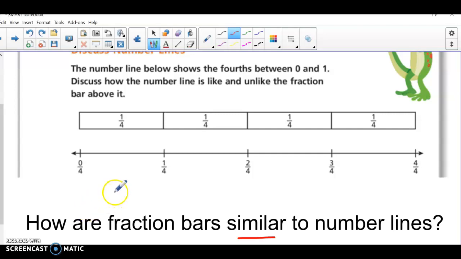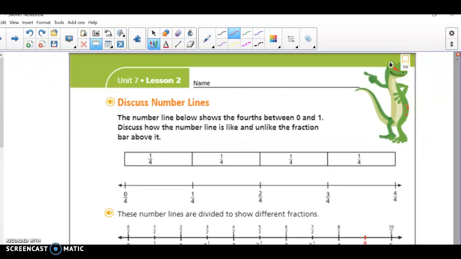Okay, so what you probably noticed is that with the fraction bar, it's broken into unit fractions. So this is worth 1/4. This is worth 1/4. All the way, all four parts are each worth 1/4. A number line tells us how far away from 0 each fourth is getting. And so, yes, they're similar because they're each broken into 4 equal parts, but the way we label them is different. So we start at 0, and we have 1/4 to 2/4 to 3/4, all the way over to 4/4.